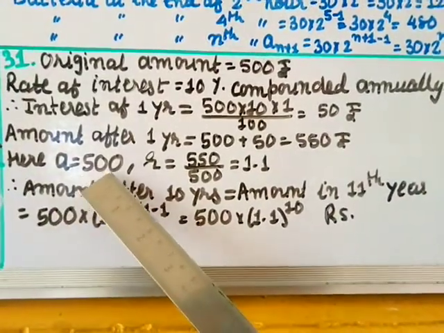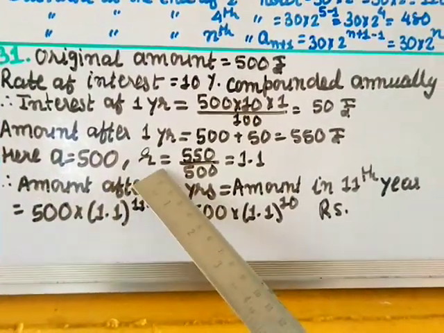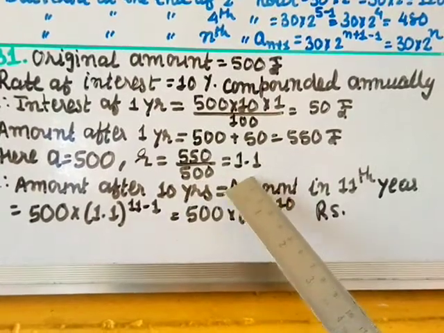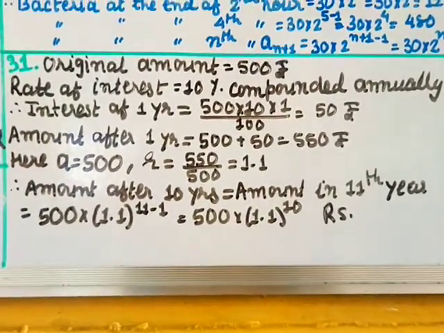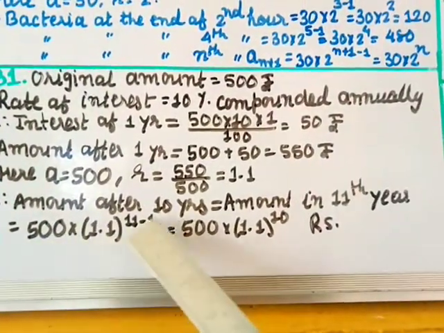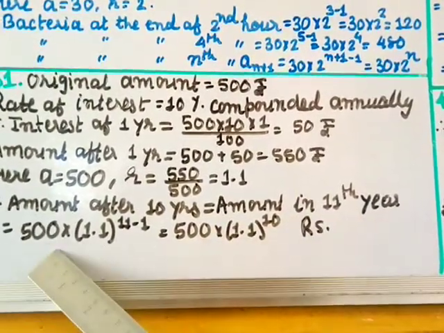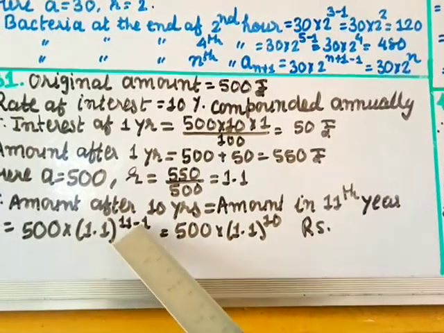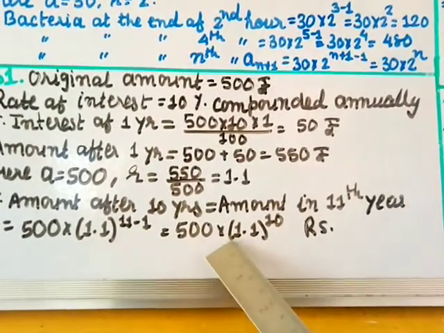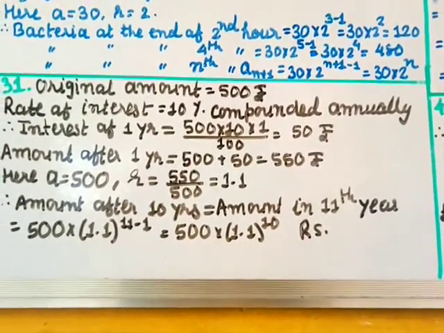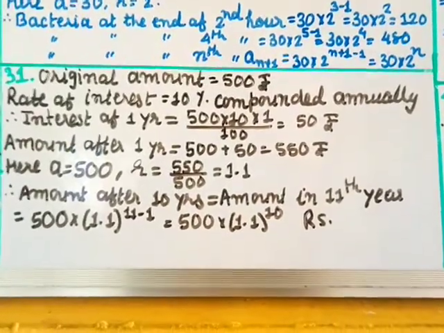So here the first term is 500 A and ratio will be 550 by 500 which gives you 1.1. Therefore, the amount after 10 years equal to amount in 11th year equal to 500 into 1.1 power 11 minus 1. This gives you 500 into 1.1 power 10 rupees. So that is solution for question number 31.